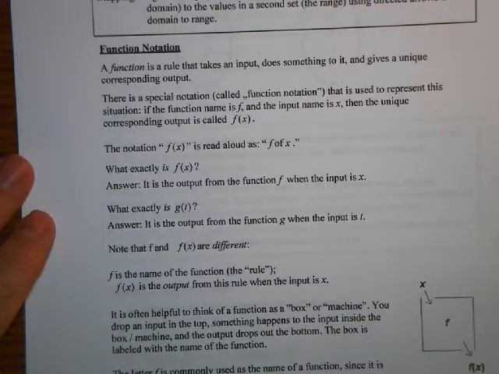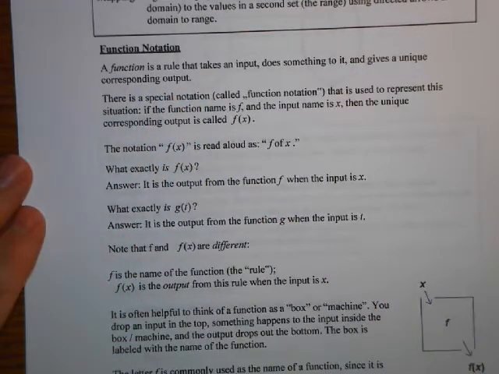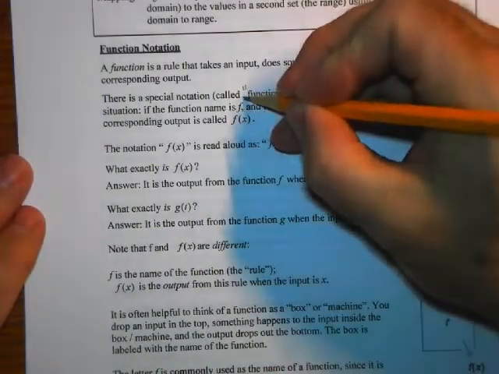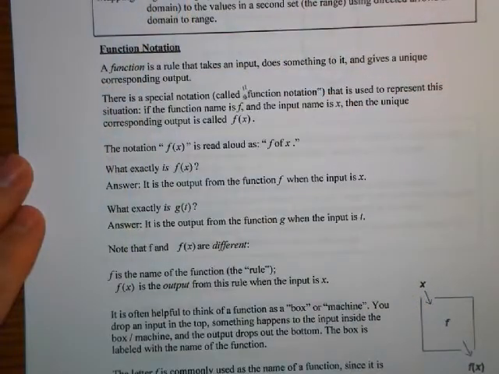Okay, so function, we were just basically repeating this. A function is a rule that takes something as input, does something to it, and gives a unique output for that input. There's a special notation, which just means a way of writing it, called function notation. That's obviously important, that's the name of the lesson. Function notation is used to represent this situation.